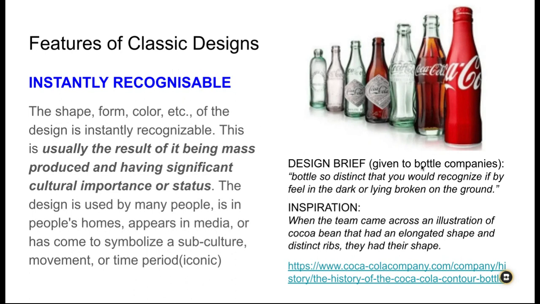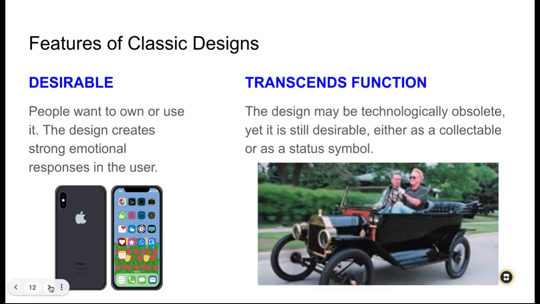The brief given to the bottle companies was to come up with a bottle design so distinct that you would recognize it by feel in the dark or lying broken on the ground. And the team that came up with this design took their inspiration from nature. So a good example of biomimicry. They came across a picture of a cocoa bean, which had this elongated shape with the ribs, and that was where they got their inspiration from. But you can see by this brief, Coke was looking for something instantly recognizable in their bottle. They were trying to make themselves iconic.